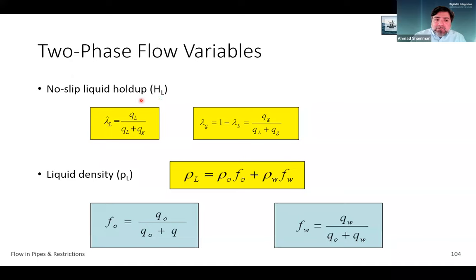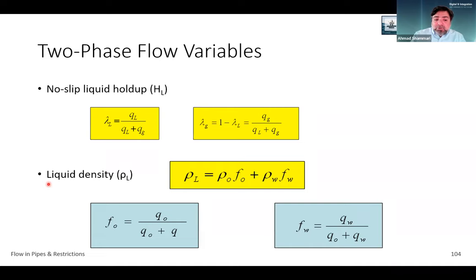So let's define the no-slip liquid holdup. The no-slip liquid holdup is nothing but the flow rate of the liquid divided by the flow rate of the liquid plus the flow rate of the gas, right? So this makes sense, right? Because if we assume that the gas and liquid are moving at the same velocity and they are moving in the same pipe, then since the flow rate is a volume divided by the area, we can simply define the no slip liquid holdup by just dividing the liquid flow rate by the total flow rate.